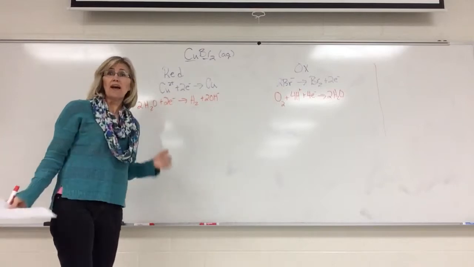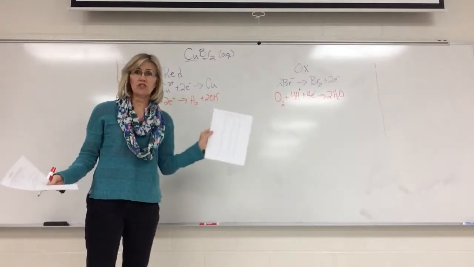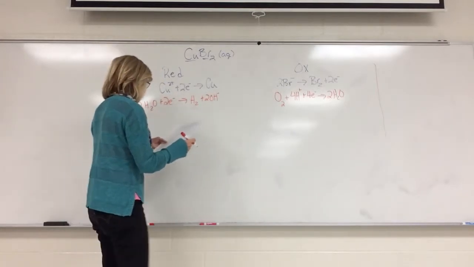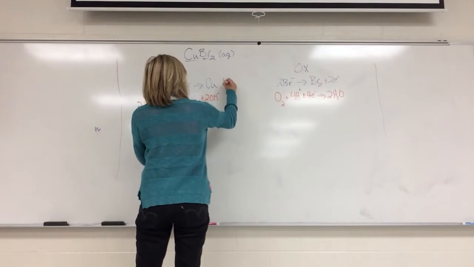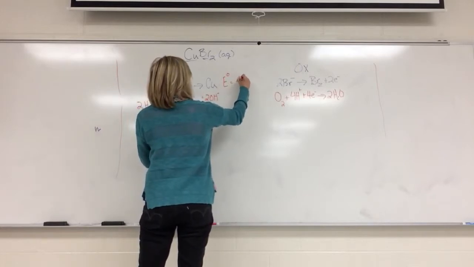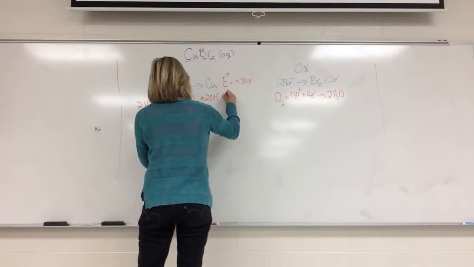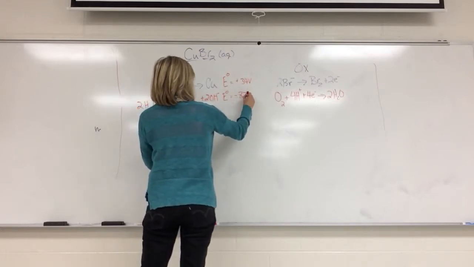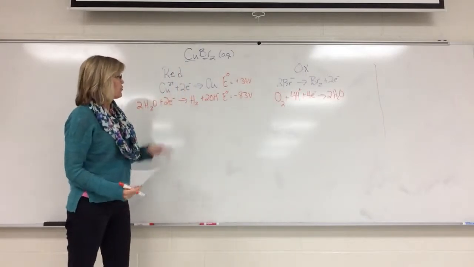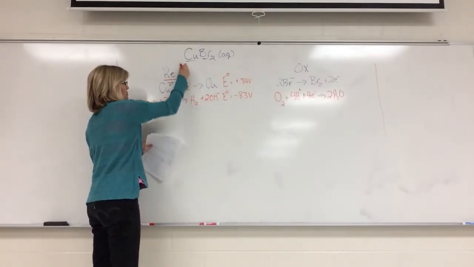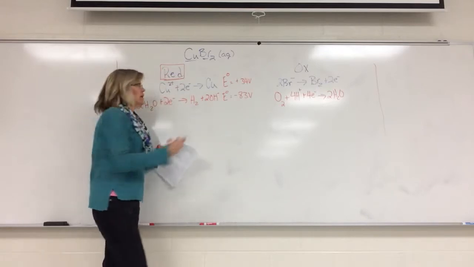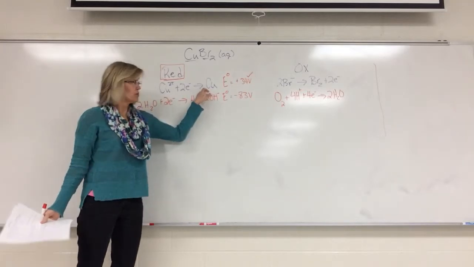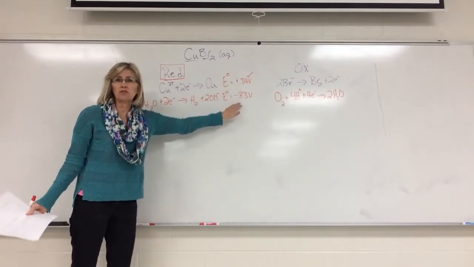So now let's look at their E's from that reference sheet that I handed out to you, all right? Well, copper has an E of plus 0.34 volts. Water has an E of negative 0.83 volts, all right? Okay, so which one has a higher reduction potential? Remember, this is what's going to be reduced. It's copper. So we actually will get the copper being reduced in an aqueous solution because it has a higher reduction potential than the water.